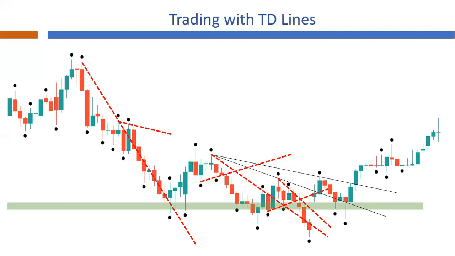I would like to conclude here with the most important point. No trading system or strategy is perfect and they do fail sometimes. And the TD line method is no exception to this rule. A trade executed by following all the rules and qualifiers does not guarantee success.